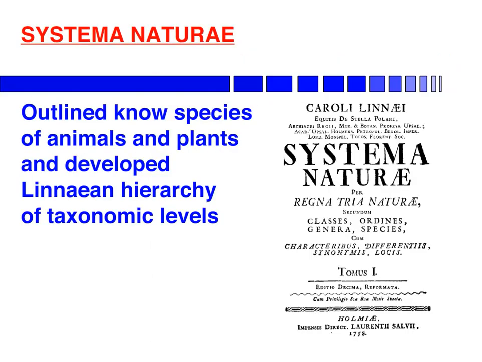So when he published this work, he basically outlined what we know about species and animals and plants, and kind of developed the Linnaean hierarchy of taxonomic levels. So remember the kingdom, phylum, all of that came from Linnaeus. And we appreciate it, and we still use it for the most part today. But things have definitely changed just a little bit.